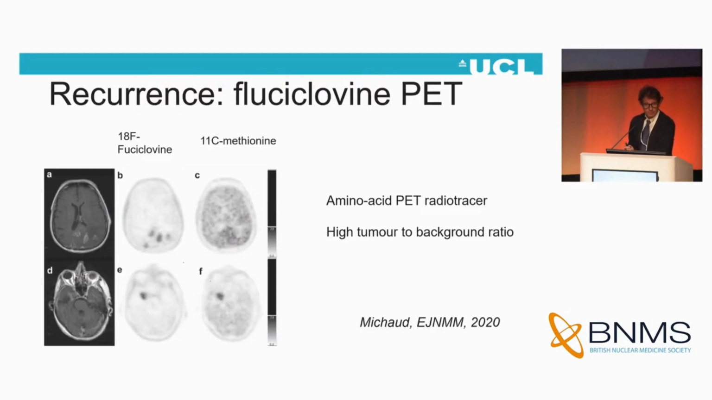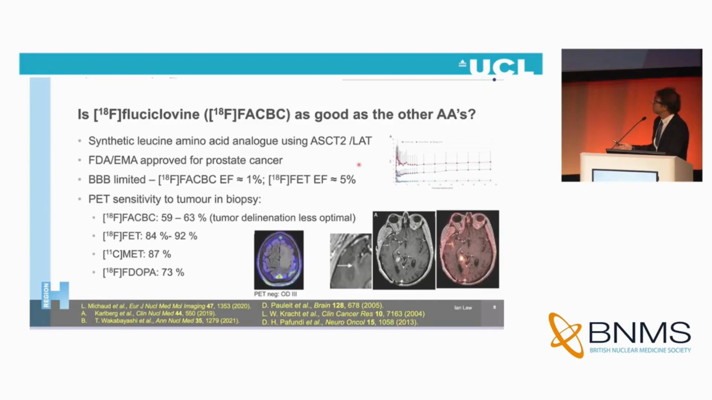A different argument should instead be made for fluciclovine. I think it's a great tracer. It's another amino acid PET radiotracer with a high tumor to background ratio. See here the comparison with methionine. I took this slide from Professor Lowe at the last EANM. This is a tracer originally approved for prostate cancer that has shown definitely a clinical value in brain tumor imaging. There is a very low uptake in the healthy brain compared, for example, with FET.